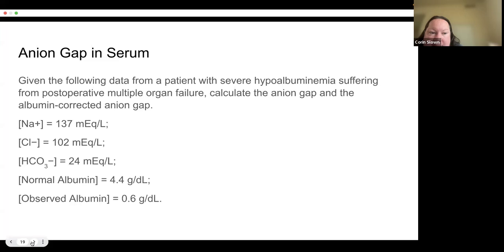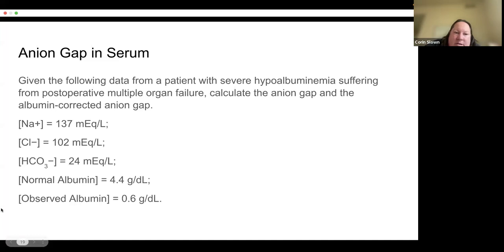So here's some information from a patient who has severe hypoalbuminemia, suffering from a post-op organ failure. And we're going to calculate the anion gap and the albumin corrected gap. So normal albumin and observed albumin are the components that we're going to take a look at.